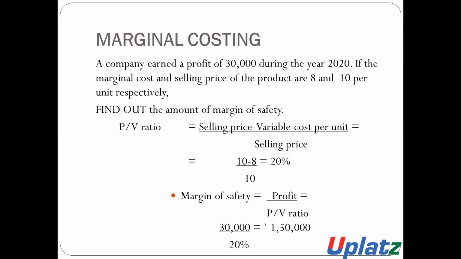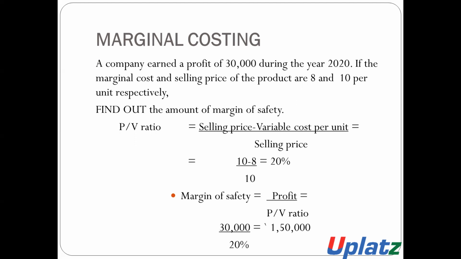We will discuss the applicability of such formulas on the basis of an example. There is a company which earned a profit of 30,000 rupees during the year 2020. If the marginal cost of the product is 8 rupees and the selling price is 10 rupees, then calculate the amount of margin of safety.